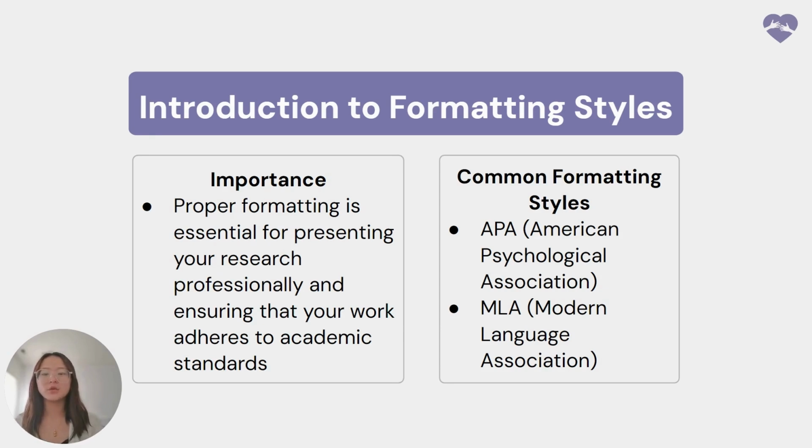Next is MLA, or the Modern Language Association style, which is commonly used in the humanities such as literature, arts, and philosophy. MLA focuses on a simpler format, often requiring in-text citations with the author's last name and page number, and a works cited page at the end of the paper.